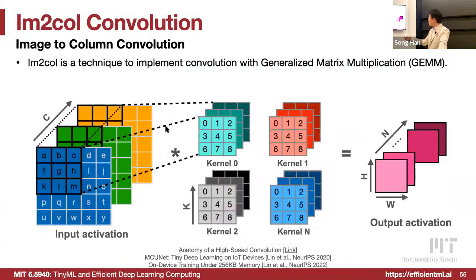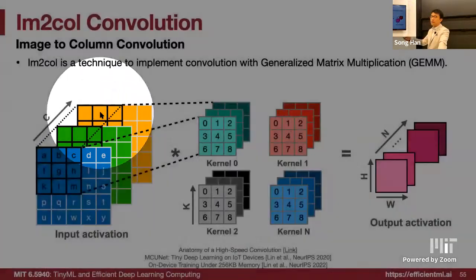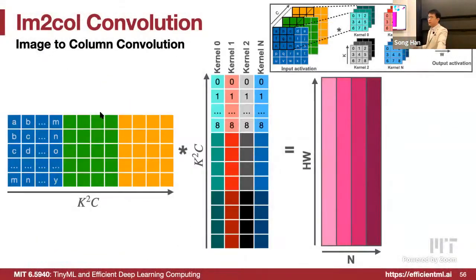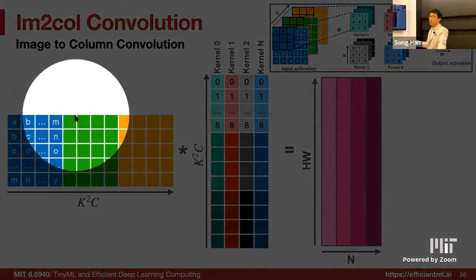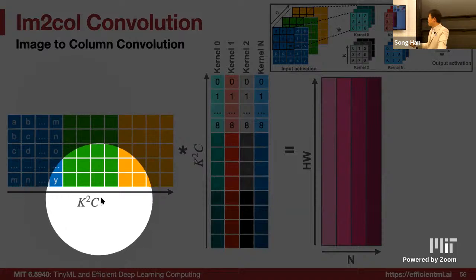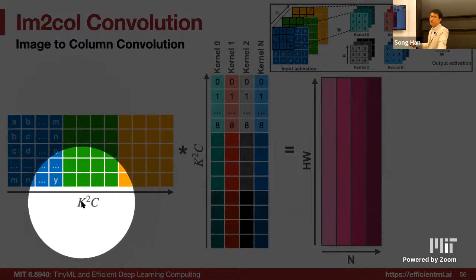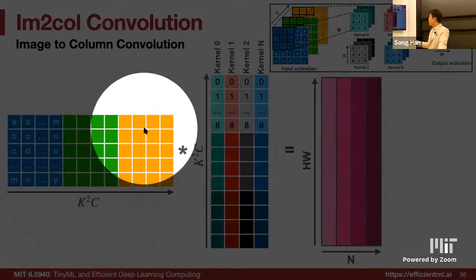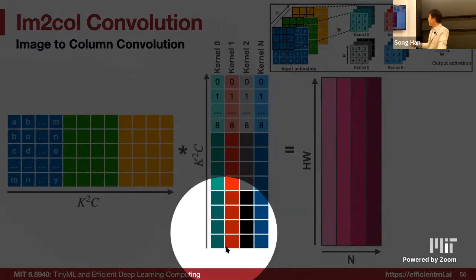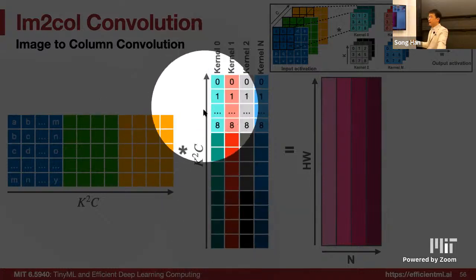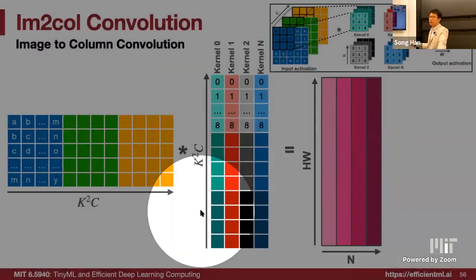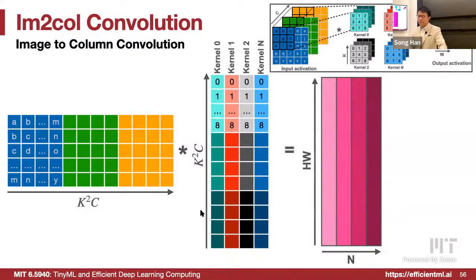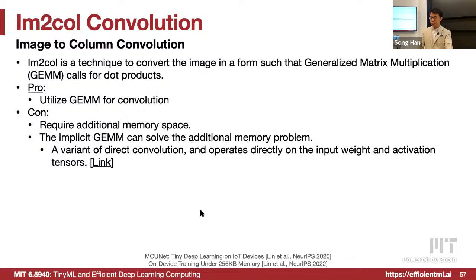And also here is blue, green, yellow. Okay. So if we lay them out in this way, we can turn it into a matrix multiplication to implement convolution. So the dimension here is k squared c. If k is a 3 by 3 kernel, this will be 9 by c. And here is also 9 by c. Okay, so 9 elements in one kernel, and we have c number of kernels. So that's how we use matrix multiplication to implement convolution.